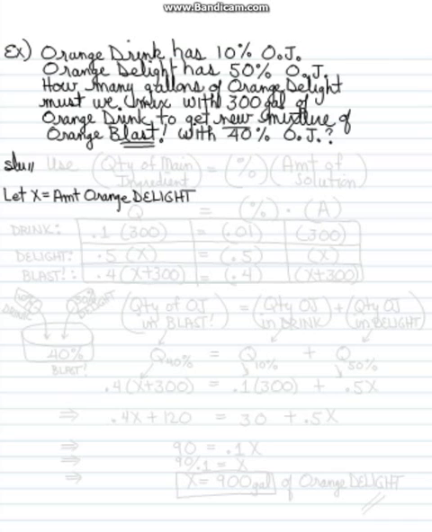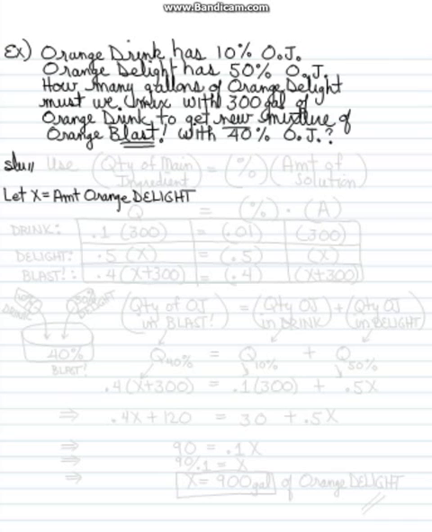The question is, how many gallons of the Orange Delight, in other words, the 50% orange juice, must we mix with 300 gallons of the Orange Drink, that's the 10% orange juice, in order to get a new mixture of Orange Blast, that's the name of it, that has 40% orange juice?